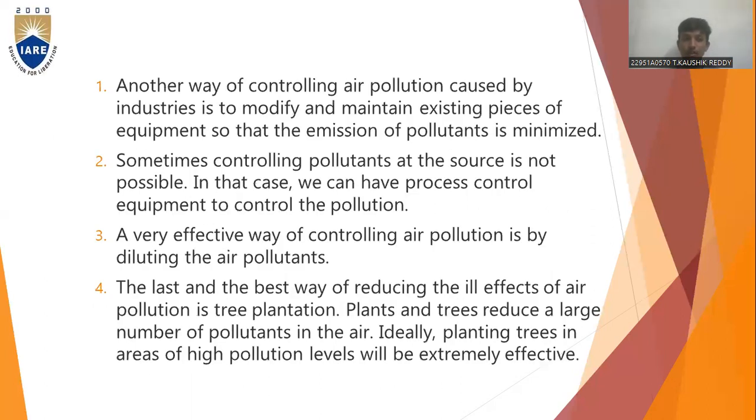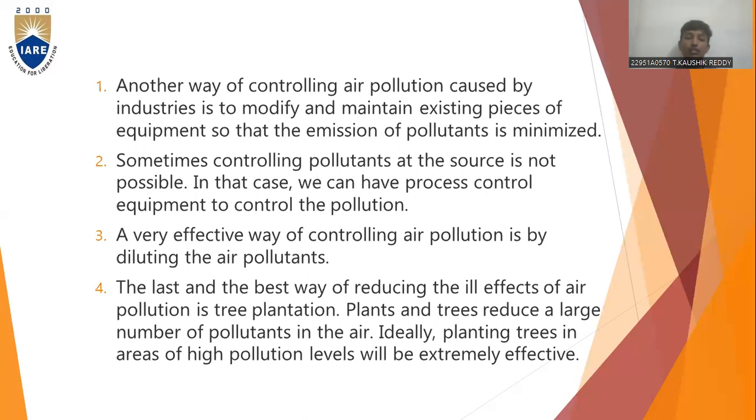So these are other ways of controlling air pollution caused by industries: modify and maintain existing pieces of equipment so that the emission of pollutants is minimized. Sometimes controlling pollutants at the source is not possible. In that case, we can have process control equipment to control the pollution. A very effective way of controlling air pollution is by diluting the air pollutants.